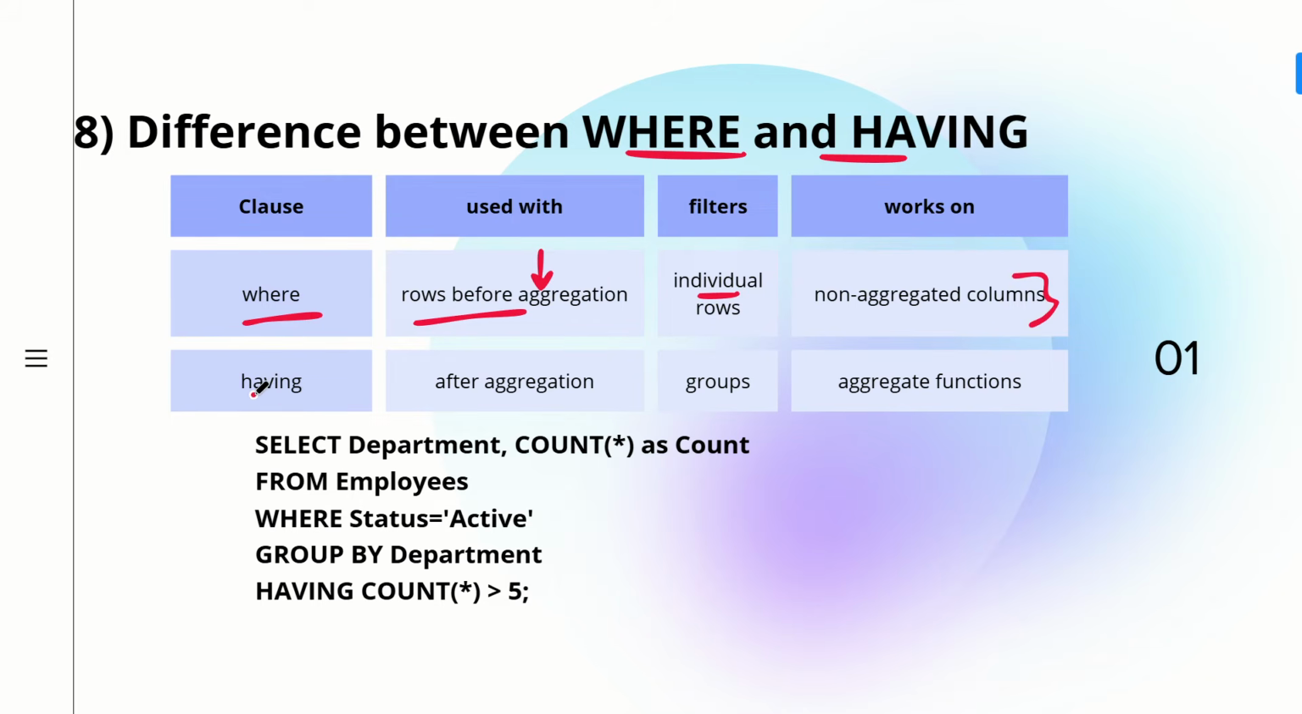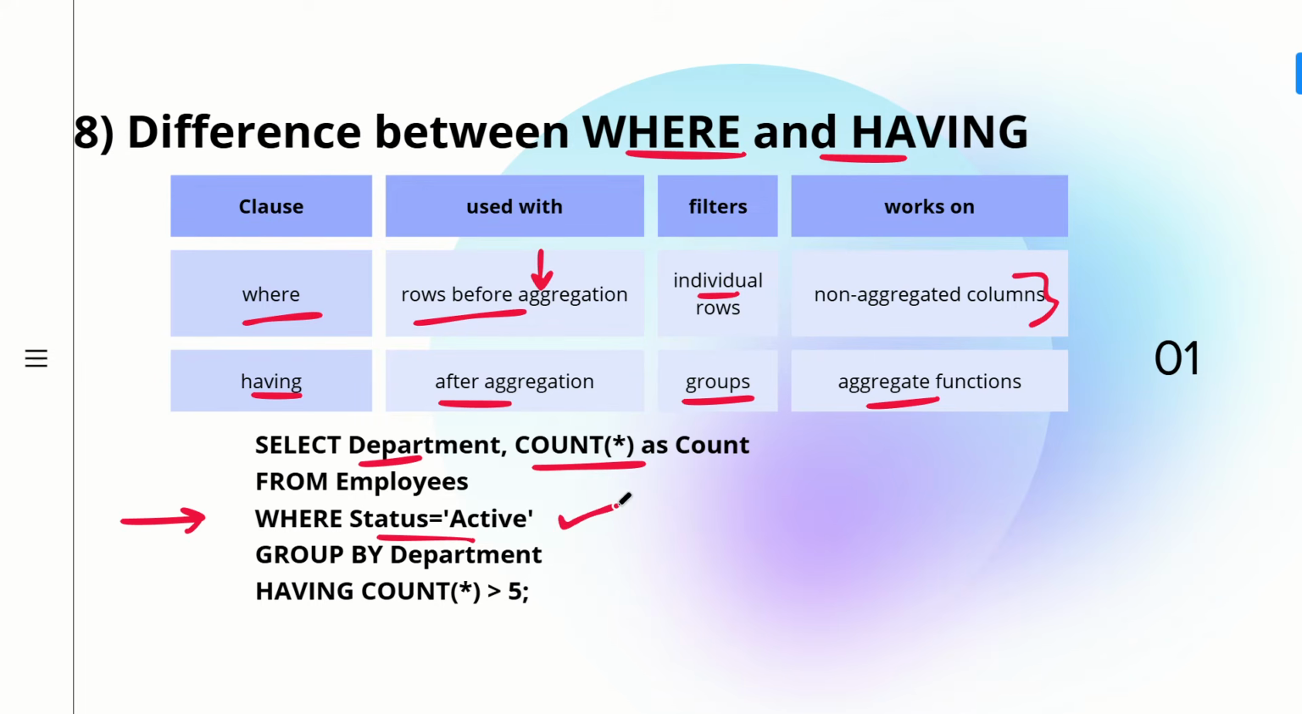And then we will see for having, how does having work? It works after aggregation, that is after grouping, and it filters the groups. There is some filtering happening, and it works on aggregate functions. We will see a code example below. In the code example, you can see we are selecting the department and the count of those employees who work in that department where status is active. So before any grouping we have just applied the where condition.